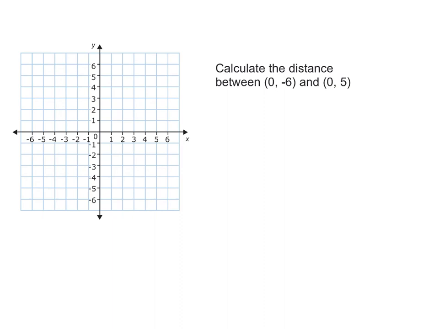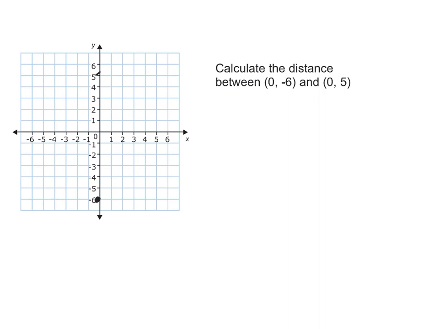Okay, calculating the distance between 0, -6, and 0, 5. So where is 0, -6? Remember, that's left to right first, and I'm going left to right 0, so I'm going to stay at the origin and then go down 6. And then left to right 0, and then up 5. So go back here, left to right 0, and then up 1, 2, 3, 4, 5.